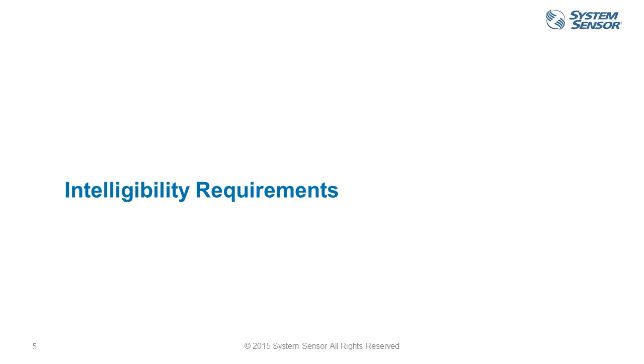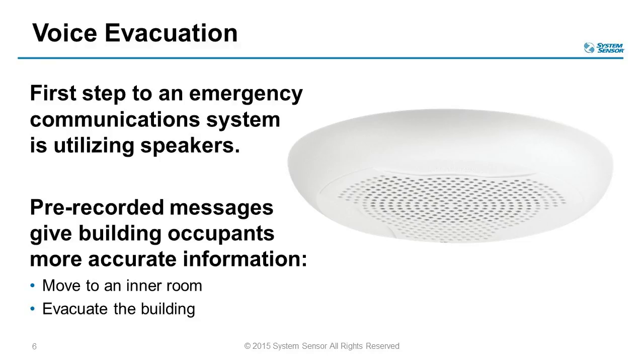So first, let's take a look at the new intelligibility code. When it comes to notification appliances, there are many choices to select from. You can use a bell, a strobe, horn strobes, or speakers. But the first step into an emergency communication system is utilizing speakers and speaker strobes over traditional horn strobes or bells. By utilizing pre-recorded or live messages, you can provide building occupants accurate, real-time information of what they should do during an emergency event.